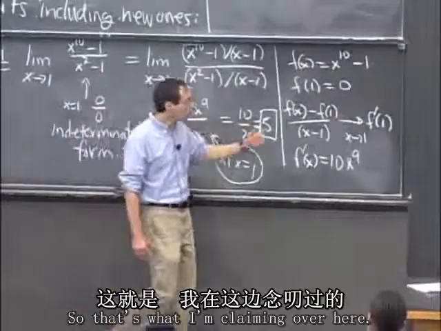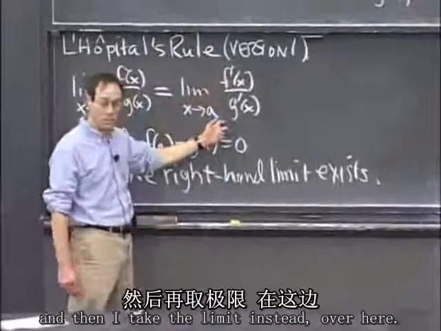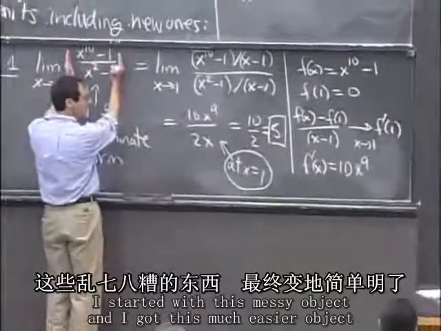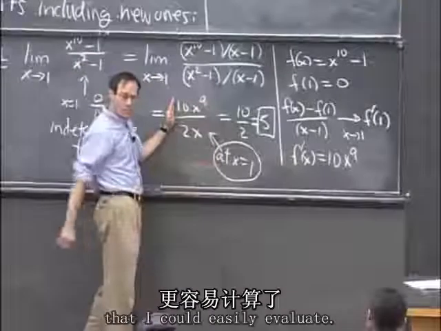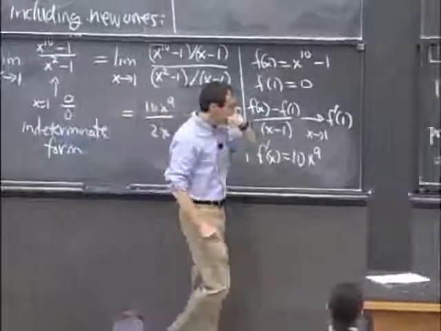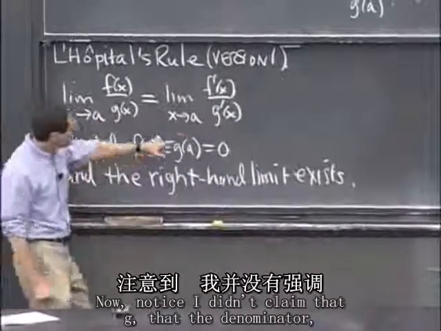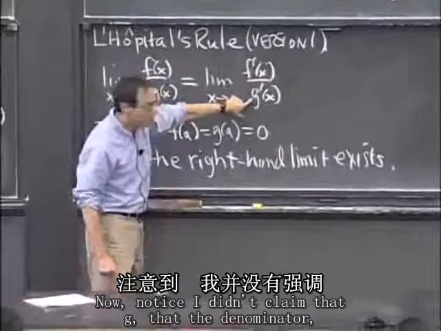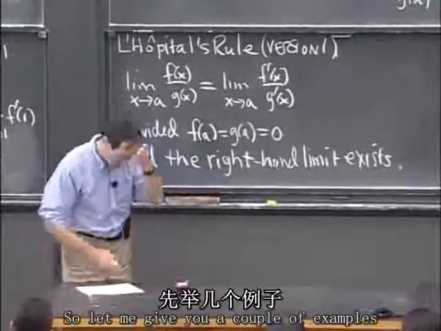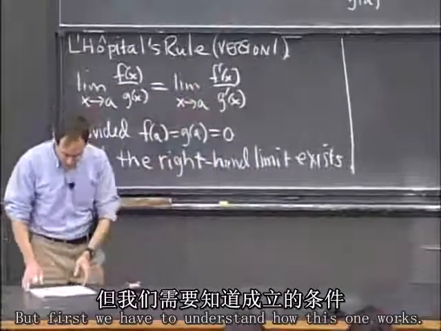All right, so that's what I'm claiming over here. I take these functions, I replace them with this ratio of derivatives, and then I take the limit instead over here. And it turned out that the functions got much simpler when I differentiated them. I started with this messy object, and I got this much easier object that I could easily evaluate. All right, so that's the big gain that's happening here. It works if this limit makes sense and this limit exists. Now notice I didn't claim that the denominator had to be non-zero. So that's what's going to help us a little bit in a few examples. Well, so let me give you a couple examples, and then we'll go further. Now, this is only version 1, but first we have to understand how this one works.